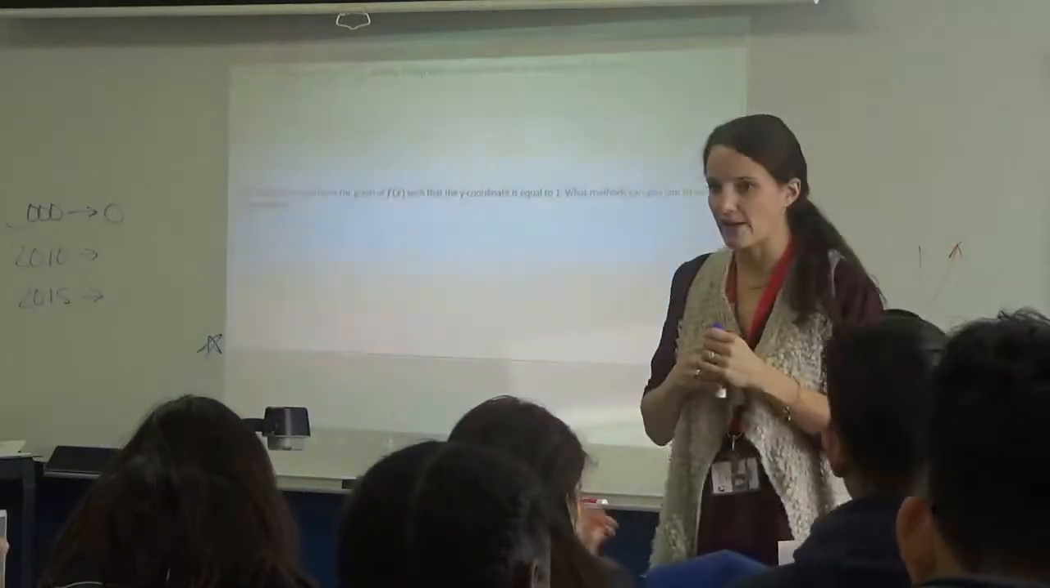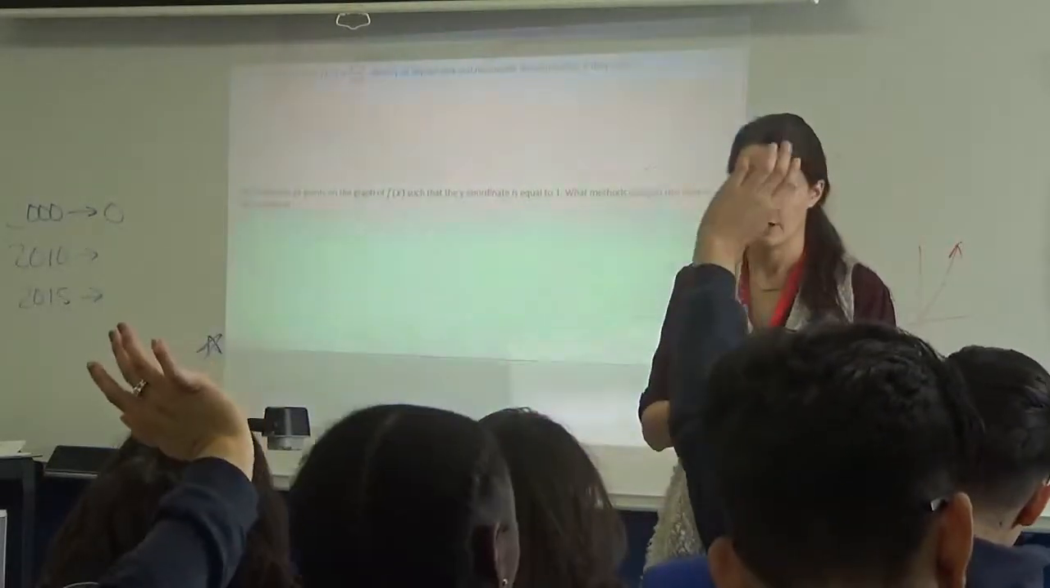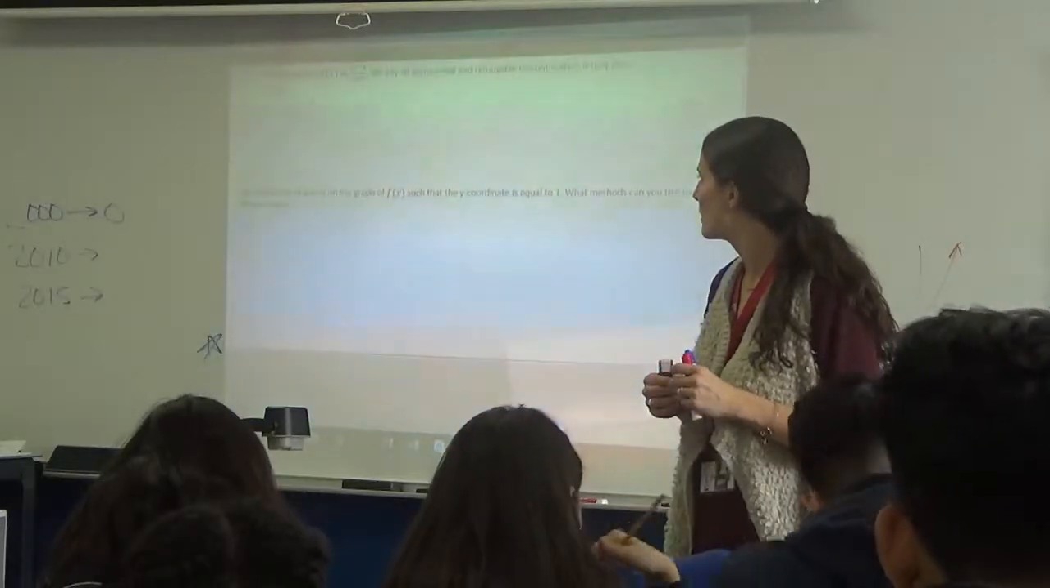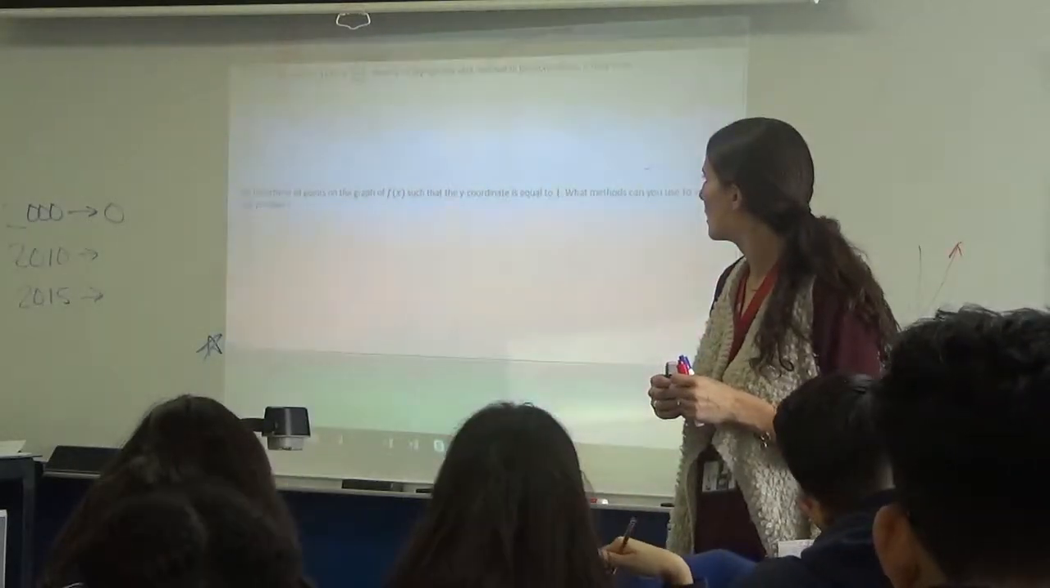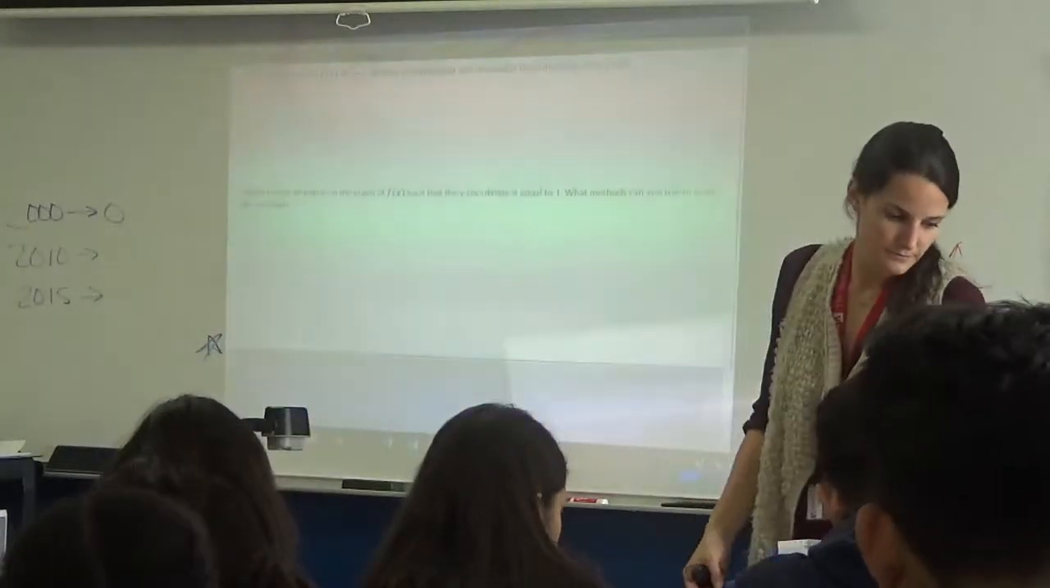Can I get someone to read A for me? You don't have to read the whole function, you can just say f of x when you're reading that part. Yep, go for it, Johnny. For the function f of x, sketch a complete graph including all asymptotes and removable discontinuities if they exist.